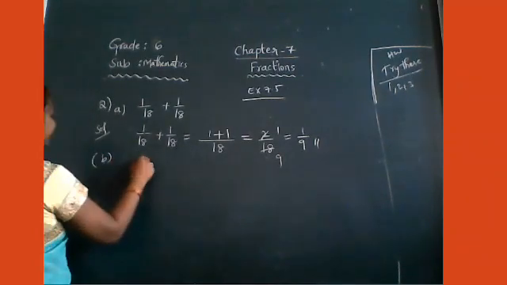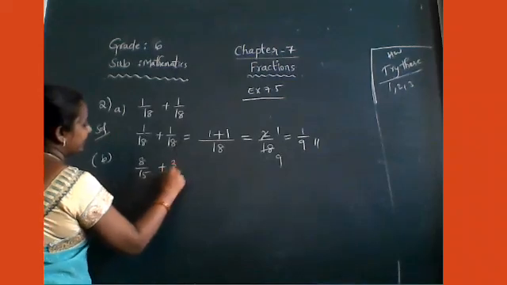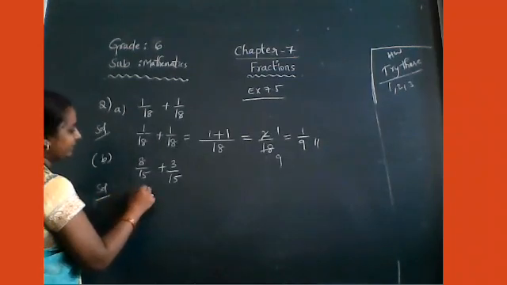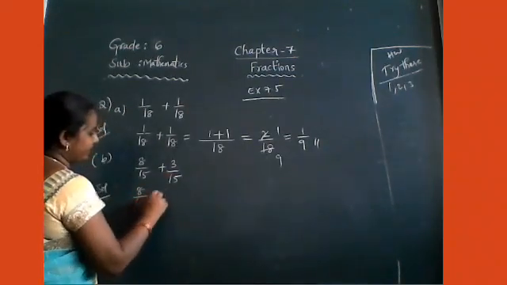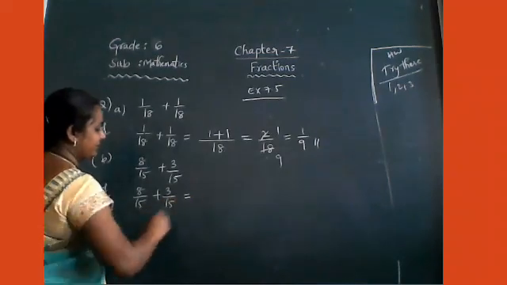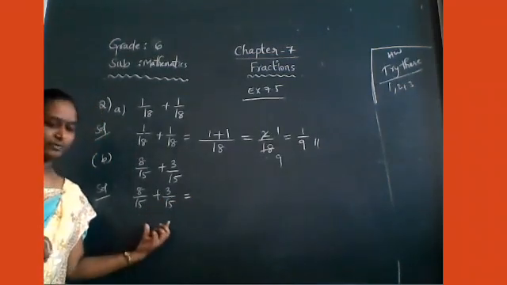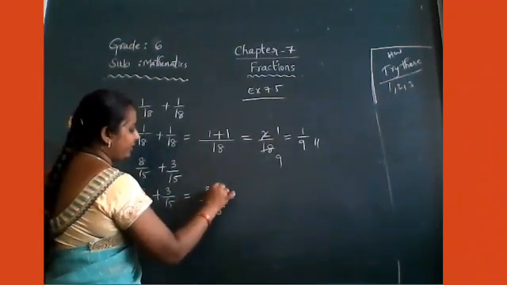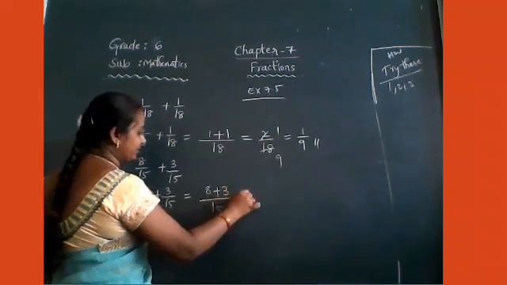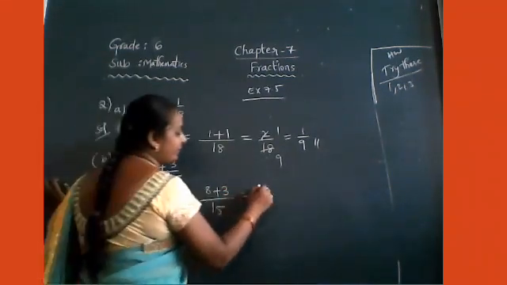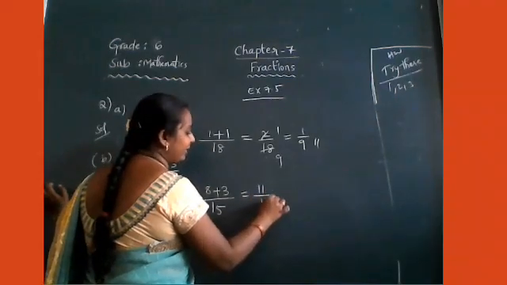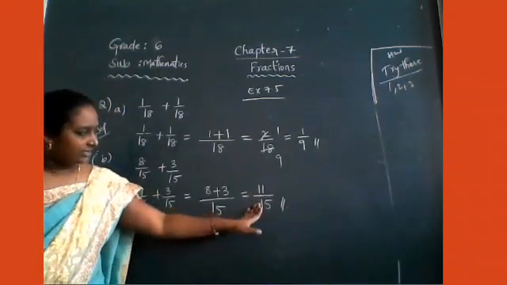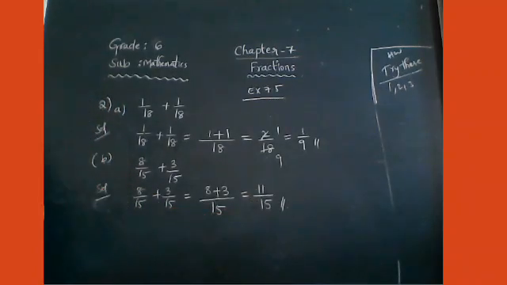So come to the second fraction. 8 by 15 plus 3 by 15. Tell me the answer. So here 8 by 15 plus 3 by 15 is equal to, what is the LCM of 15? 15. So now we have to add the numerators. 8 plus 3 is equal to 11 by 15. So 11 by 15 is the required fraction.